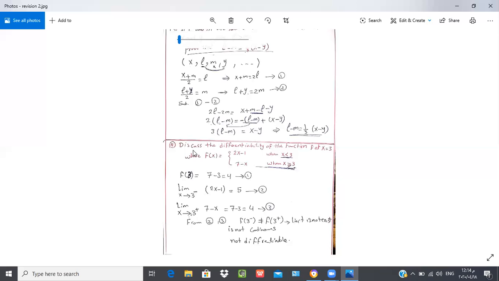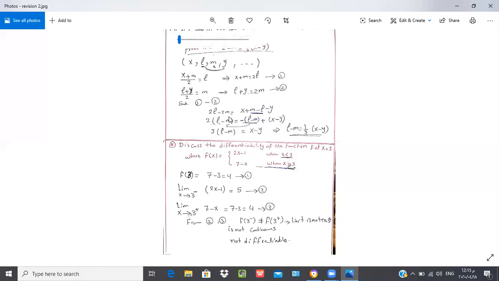Here he says discuss the differentiability of the function at x equal. But I can explain the other part again, after the subtraction. Here 1 minus 2, after this part, Jana: 2L minus 2M equals X plus M minus L minus Y, this part minus this part. But here I need it to be L minus M, not M minus L. I want to change the signs here to be like this.